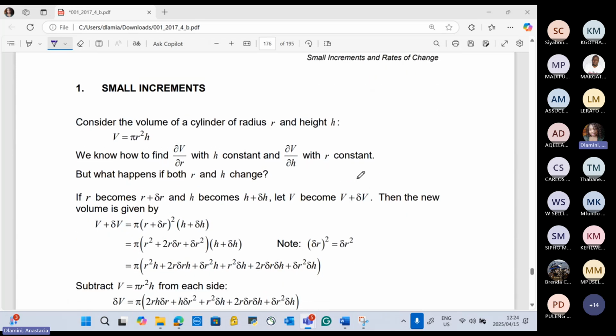So now they're saying, consider the volume of a cylinder of radius r and height h. So we know that the volume is equal to pi r squared h. We know how to find the partial derivative of V with respect to r, where h is constant. We saw that we can do that from the previous work. Same as the partial derivative of V with respect to h, keeping r constant.